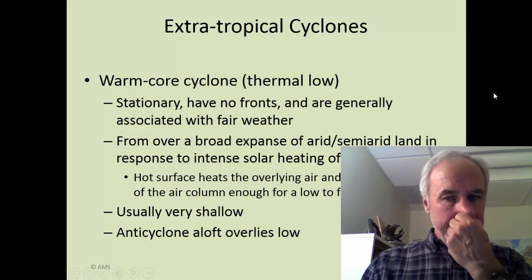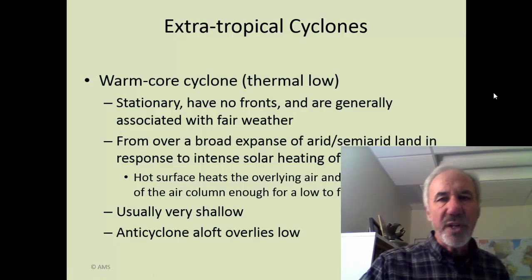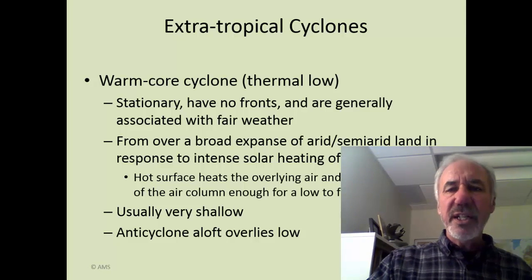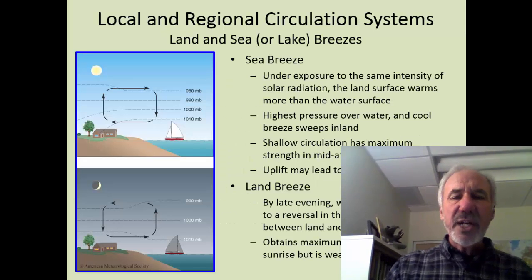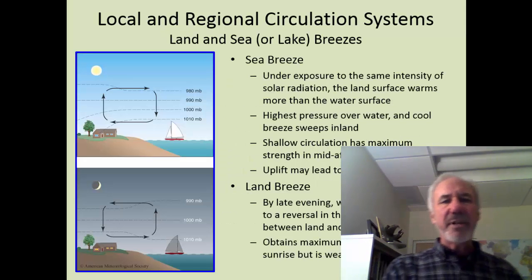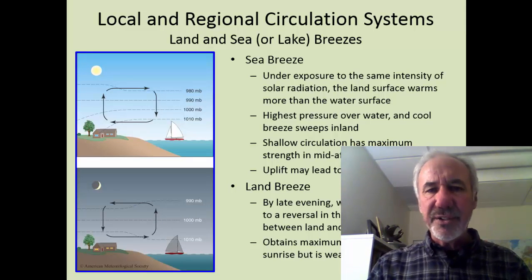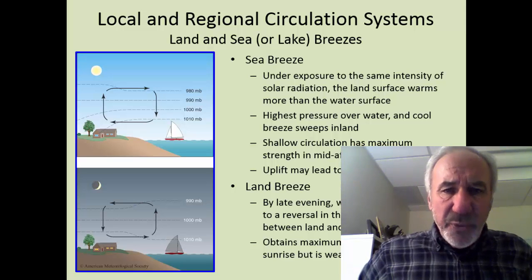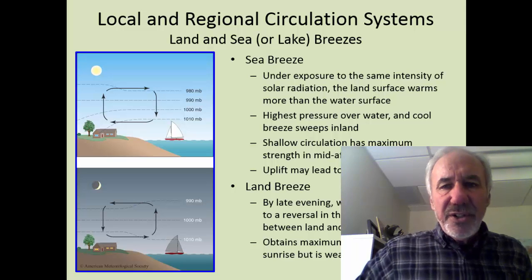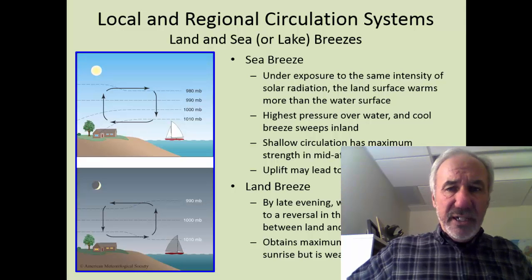Let's take a look at this. I'm going to skip this because it has something to do with our monsoon, which I'll talk about at another point. Also in this chapter, they talk about these local and regional circulation systems. This first one's depicting what we call land and sea breezes, which also occur along lakes.